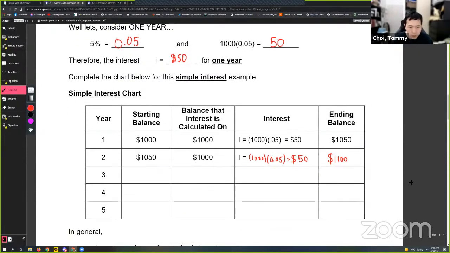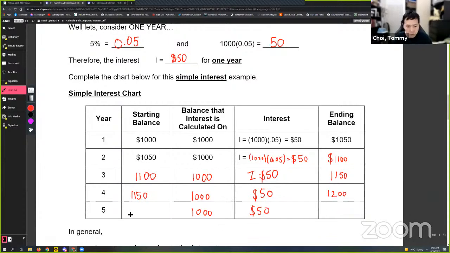Okay, from that point on, year 3, right, we got 1,100. The balance is calculated on 1,000. The interest, I think you realize, is just $50 now every time. It's always going to be 50 because we're only calculating on the original amount, which means $50 on top of what we started is 1,150, which moves on into the next year, which gives us 1,200, which moves us on into the next year, which gives us 1,250.